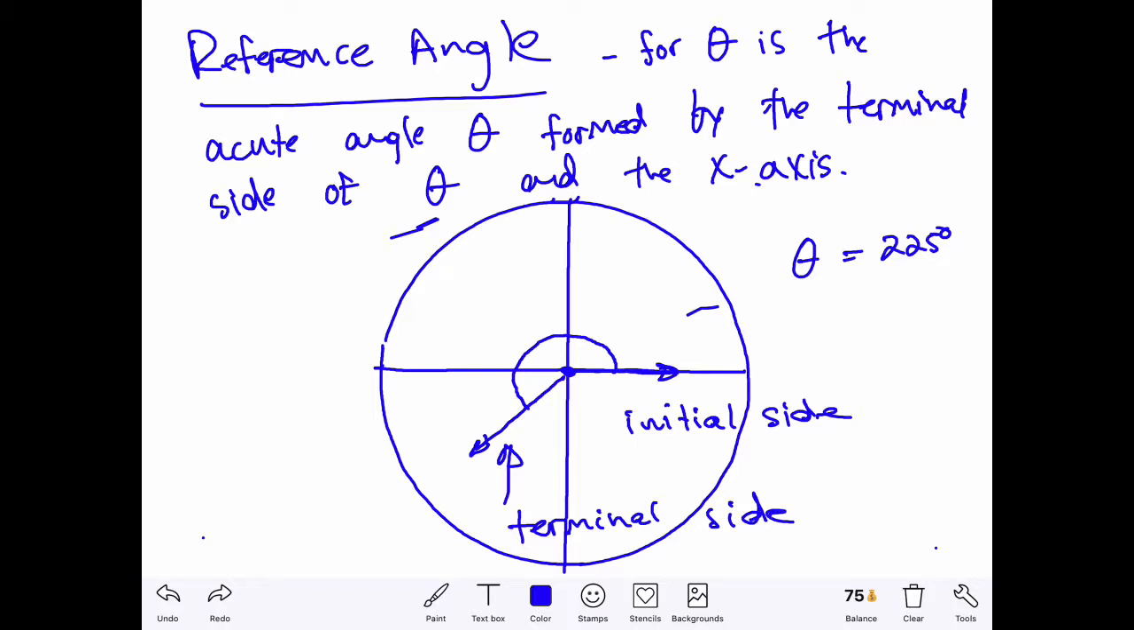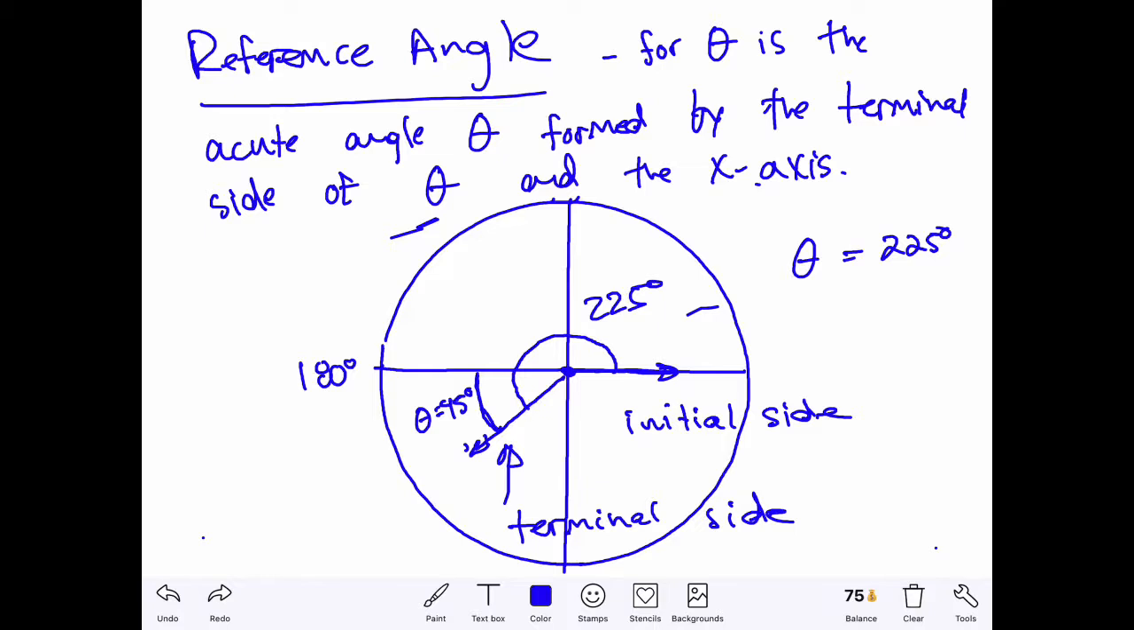So if I'm constructing my reference angle, I'm going to go from my terminal side, the shortest acute angle, up to the x-axis or down to the x-axis, in this case up. Okay, in this case theta is 45 degrees. And that makes sense. If here I'm at 180 degrees, a semicircle, and I add 45 more, I should be at 225 total. Okay. So an angle of 225 degrees has a reference angle of 45 degrees.